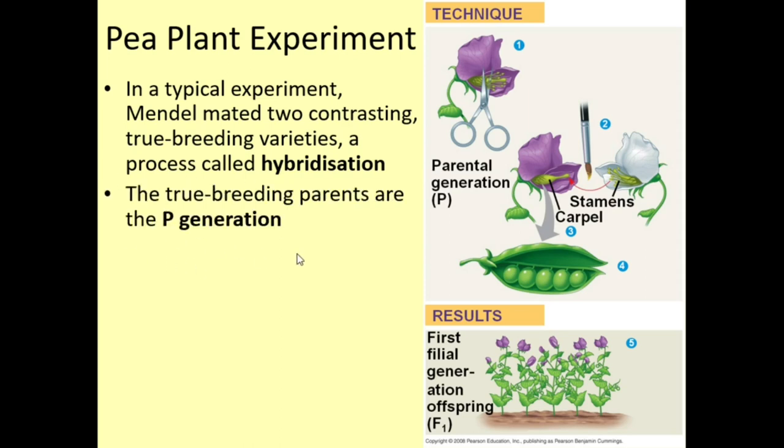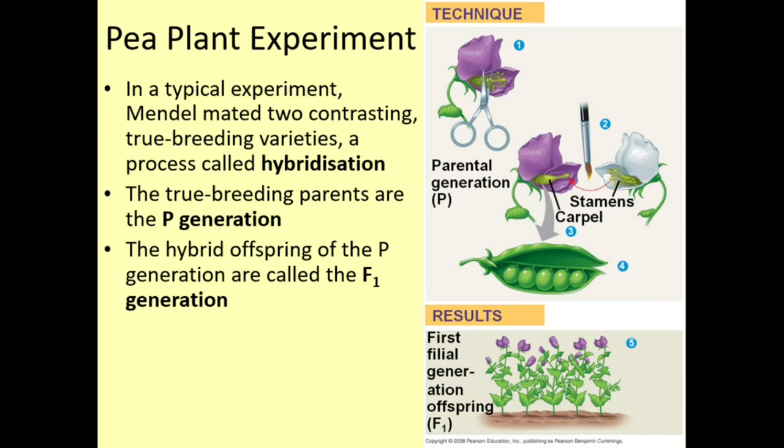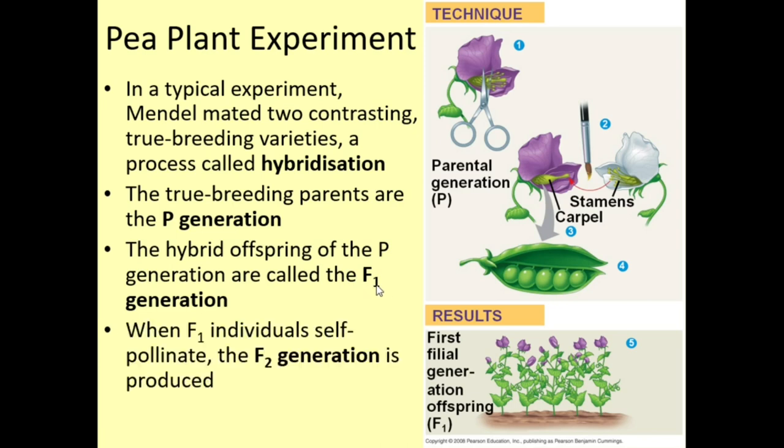Mendel, when he took the true breeding parents, he labeled them as the P generation, or the parental generation. And the offspring from the P generational cross, he labeled as F1, or filial one. So the hybrid offspring of the P generation are referred to as the F1 generation. And then when you breed the F1 generation, they give rise to the F2 generation, or filial 2 generation. So this is what we're going to follow through when we look at Mendel's experiments in a sec.